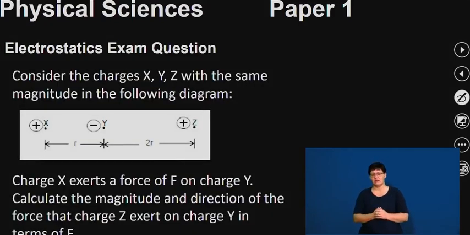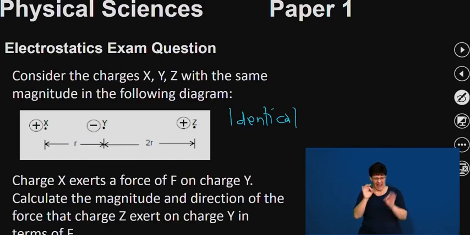But here's another typical example of a question. It says, consider the charges X, Y, and Z with the same magnitude. So these are identical charges in a true sense. This word will be used quite often. Identical could mean identical spheres, with the same shape and size, but they don't necessarily carry the same charge. But if they say these are identical charges, it means the magnitude of the charge of X equals that of Y, equals that of Z. X and Z are positive, while Y is negative.